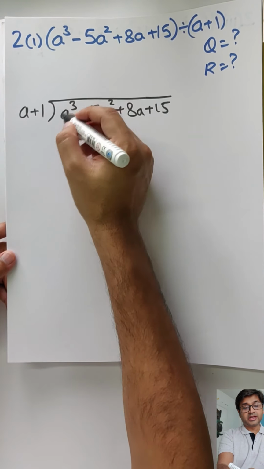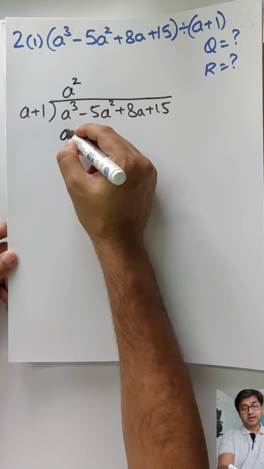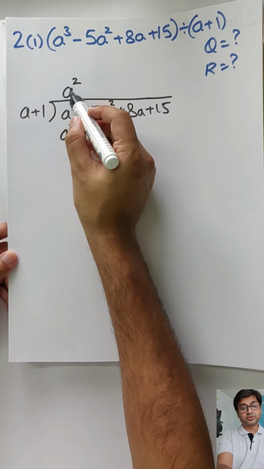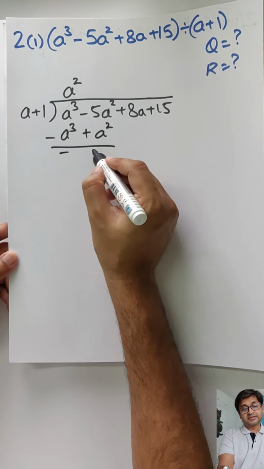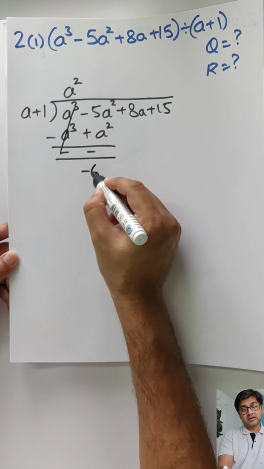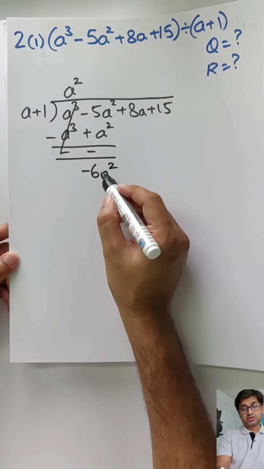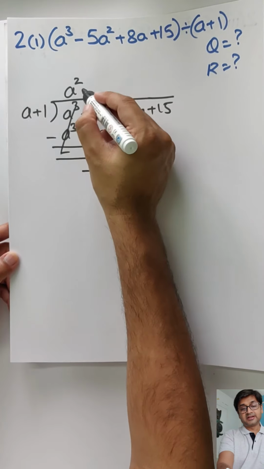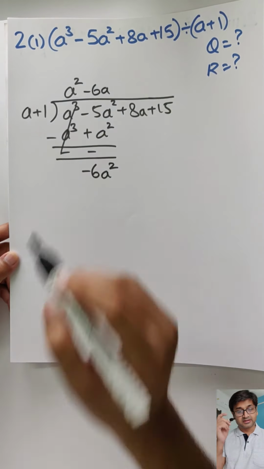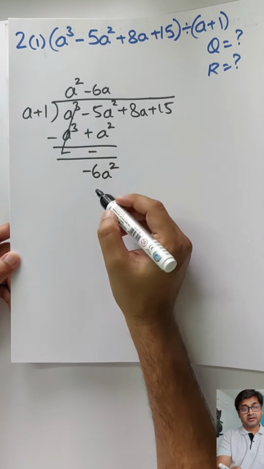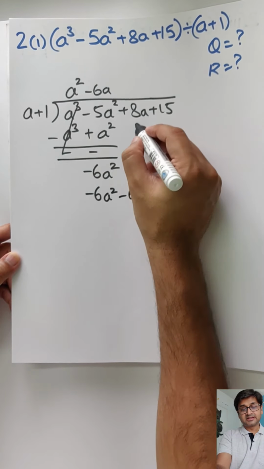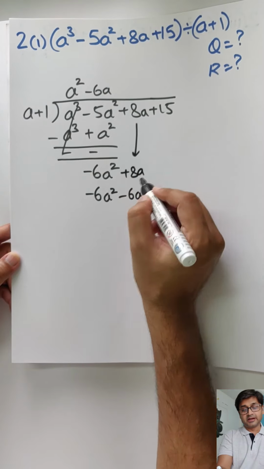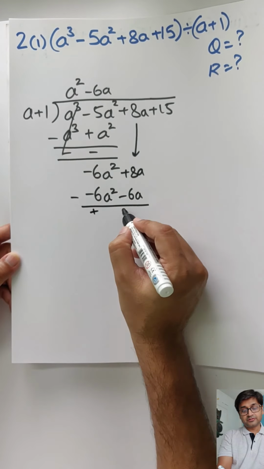So a² into a cancels. So a² into a, a³. This is a³, sorry, not a². 1 into a², so plus a². Minus, minus, cancels, minus 6a². So a cancels, minus 6a left. I am doing mental math this time. So minus 6a into a, minus 6a². Plus into minus, minus 6a. Getting this down, so plus 8a. Signs change.